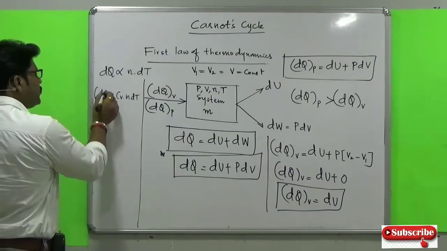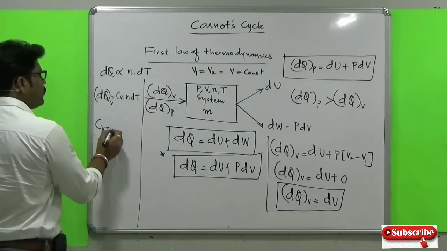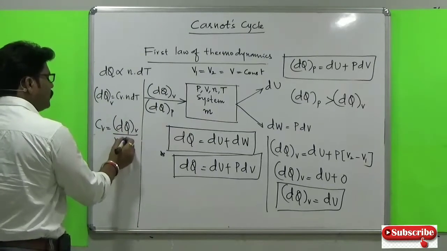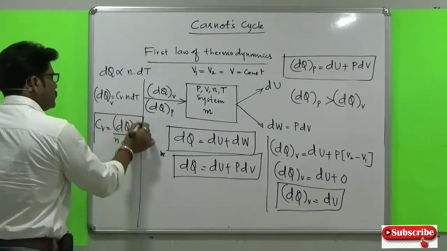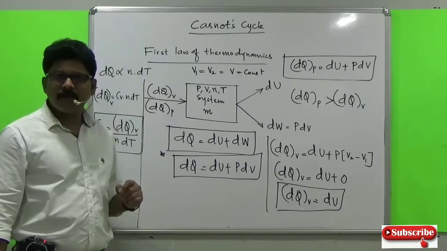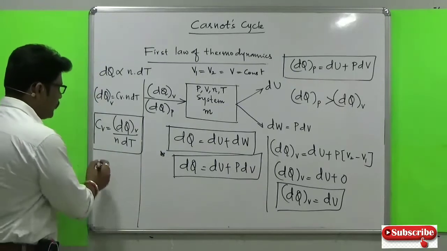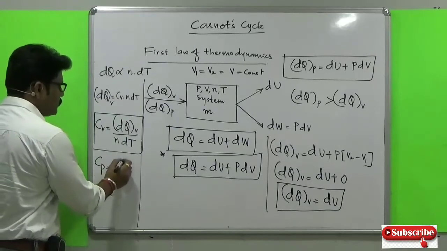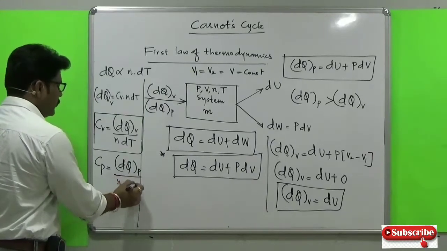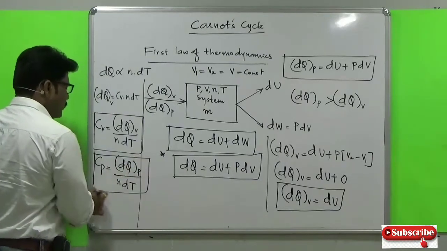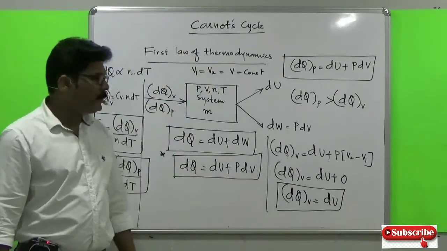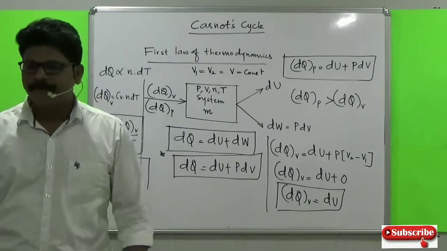So this is at a constant volume. So cv equals to dq at a constant volume by n into dt. So this is what specific heat of a gas at constant volume. Similarly, if you take pressure, Cp equals to dq at constant pressure by n into dt. So these two things we require. Okay. Again for Carnot cycle. Till here you copy down, then we'll proceed.